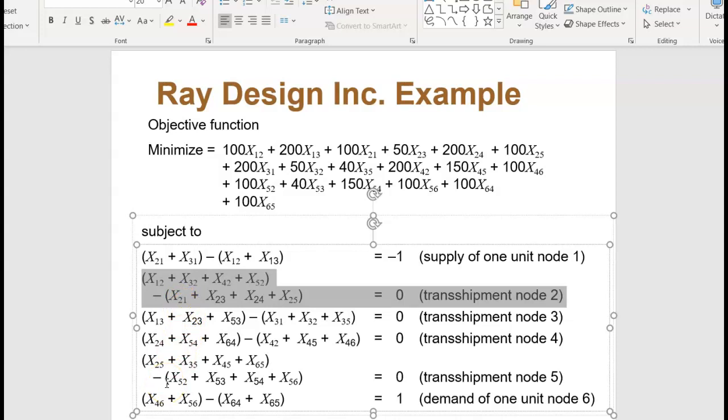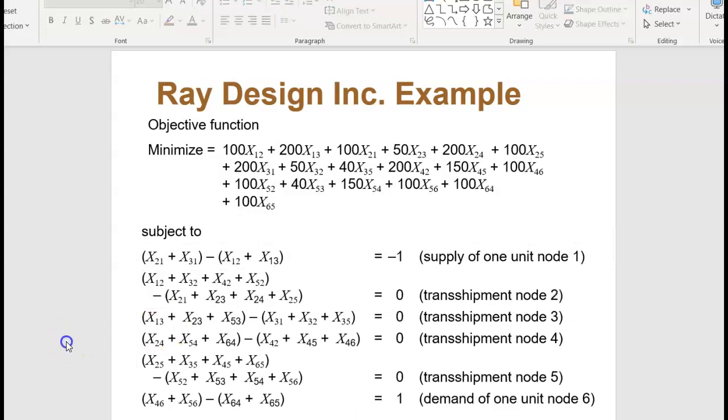So in the same way, using the same logic, you can come up with the net flow equations for the remaining 4 nodes. 3 of them are transshipment, so we force the right-hand side to be equal to 0, and one of them is a pure demand node, so we force it to be equal to 1 because of that one truck that we are studying for the purpose of this particular model. Now we have everything ready to move to Excel.